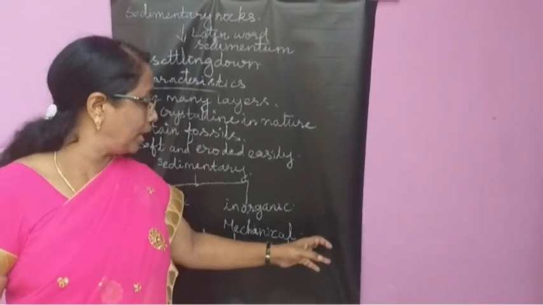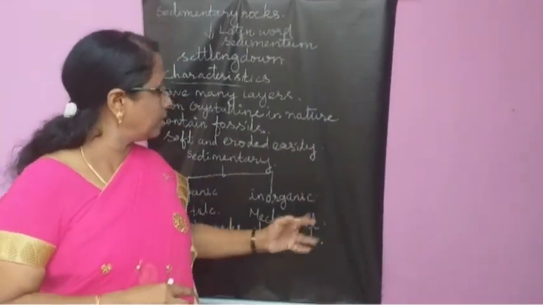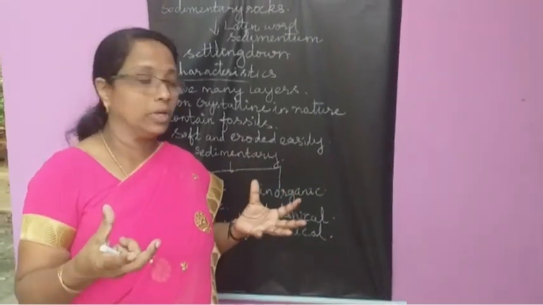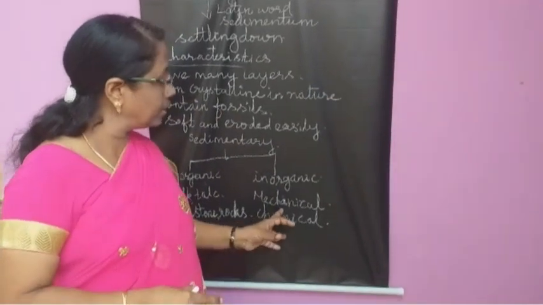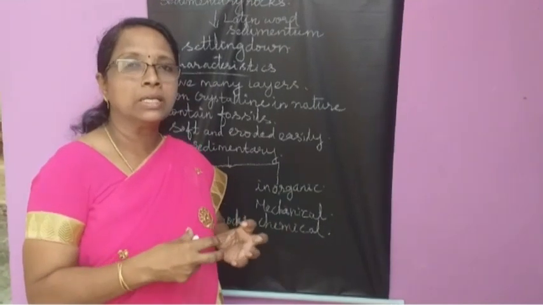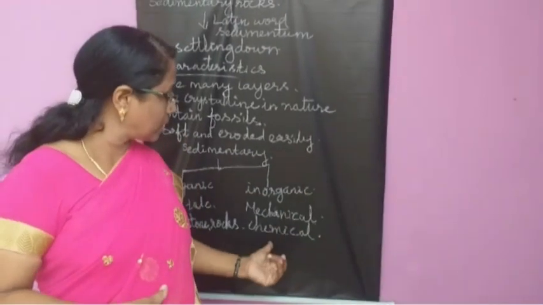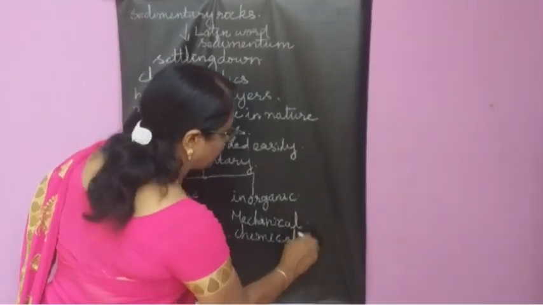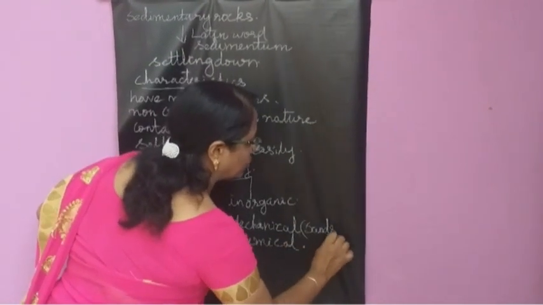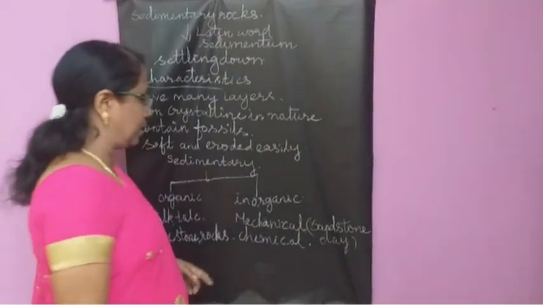Next, coming to inorganic mechanical sedimentary rocks. Again, it is formed by the disintegration, meaning breaking up, of igneous and metamorphic rocks. When these rocks are sedimented over a long period of time, they get cemented. Cemented means fixed firmly. Such a rock is called a mechanical sedimentary rock. Examples: sandstone and clay.